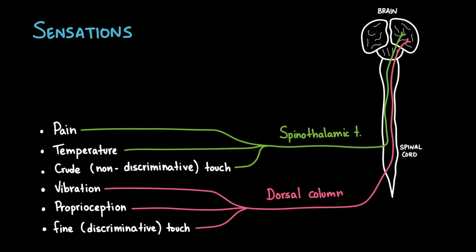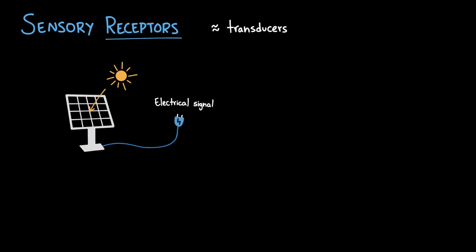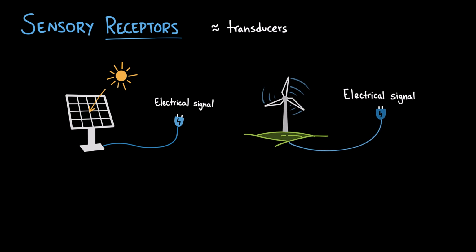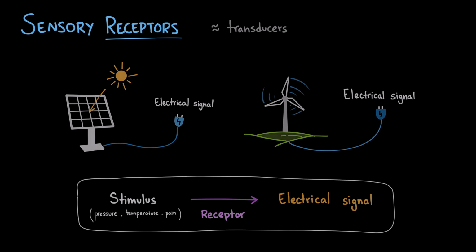Now, all of these sensations are detected by receptors, more specifically, sensory receptors, which act like tiny biological transducers. You've probably heard of transducers in solar panels. They convert sunlight into electrical energy, or in wind turbines, which transform the movement of the wind into electricity. Well, our sensory receptors work in a very similar way. They take a particular type of stimulus, such as pressure, temperature, or pain, and convert it into an electrical signal that the nervous system can understand.